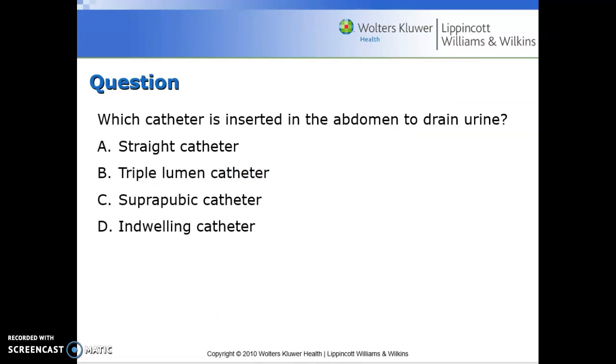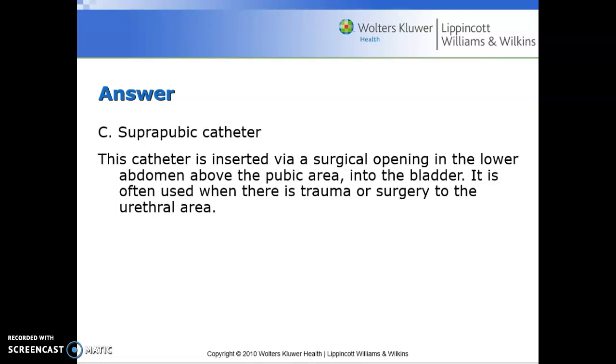Which catheter is inserted into the abdomen to drain urine? The correct answer to this is going to be the suprapubic catheter. It is inserted by a surgical opening in the lower abdomen in the pubic area, and it goes straight into the bladder.